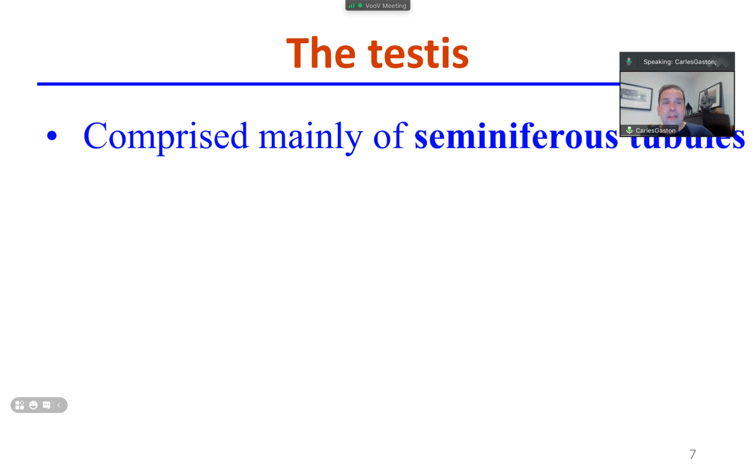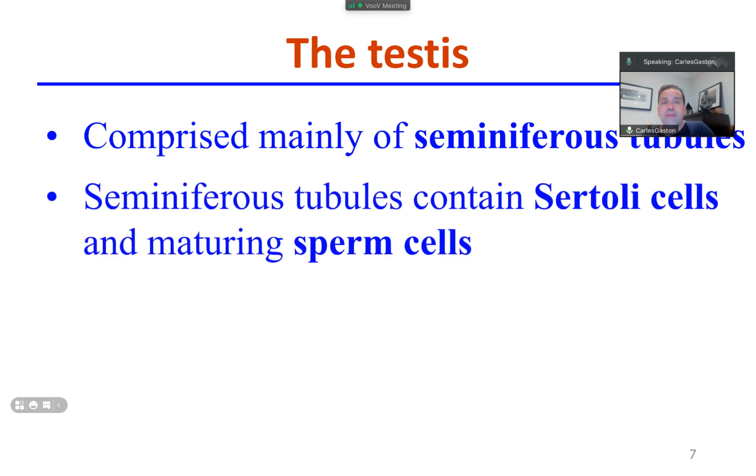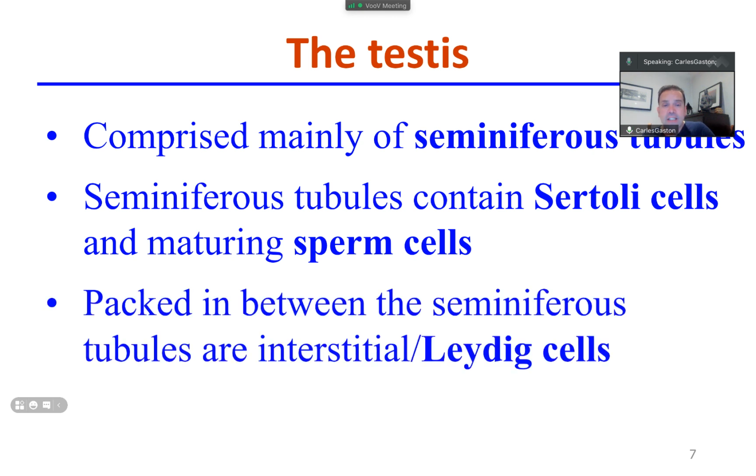So the testes, if we look inside of each testis, are composed of seminiferous tubules. Seminiferous tubules contain two types of very important cells, Sertoli cells and maturing sperm cells. The Sertoli cells are very important in the production of the sperm and in spermatogenesis. They are packed in between the seminiferous tubules, and what we can find packed in between are the Leydig cells, which are also very important in the production of hormones.